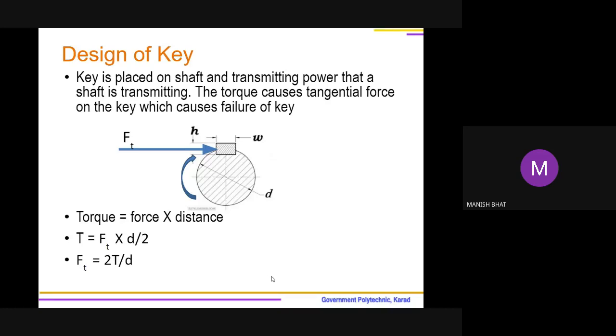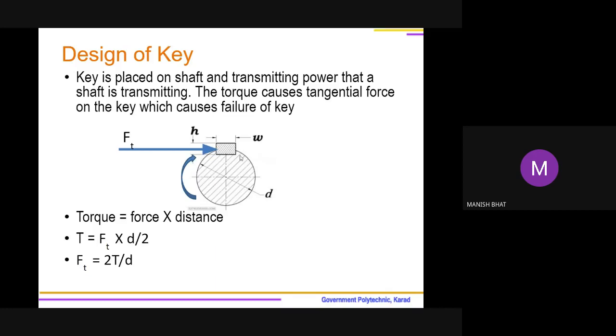And seen in the diagram is a sunk key. May I call it sunk? Yes, a sunk is provided. You are observing that some keyway is provided in the shaft, and inside that the key is fitted. So the coupling is not shown here. Only the shaft along with the key is shown. So this key is placed in the keyway, and whenever the shaft is rotating, it is transmitting power.